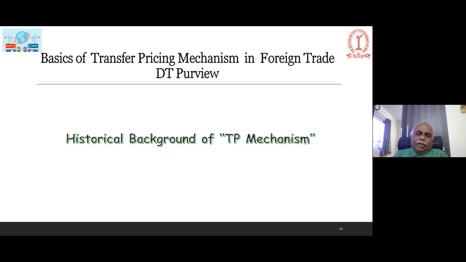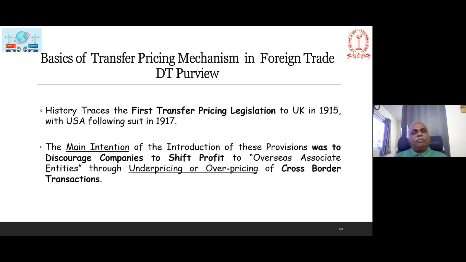So once I tell you the historical background, you can get a fair idea about the transfer price mechanism. Later on, I will discuss how to audit and what the price mechanism is. All these things we will discuss in one more class, subject to approval of the taxation committee. Historical background: history traces the first transfer pricing legislation in the UK in 1915, with the USA following in 1917.